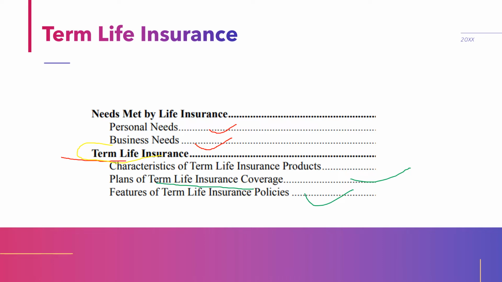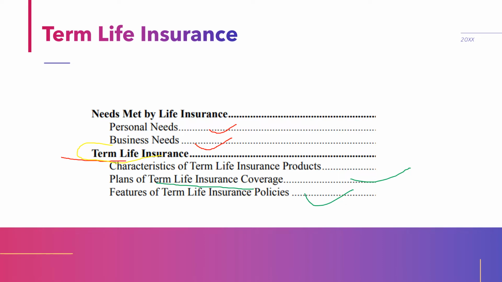And coming to the increasing term, this is where the death benefit increases over the term of the policy. Like in the first year it is $1,000, in the second year it is $1,100, and like that it will keep increasing. So that is increasing term insurance. So we have understood the three plans in term life insurance: level term, decreasing term, and increasing term.